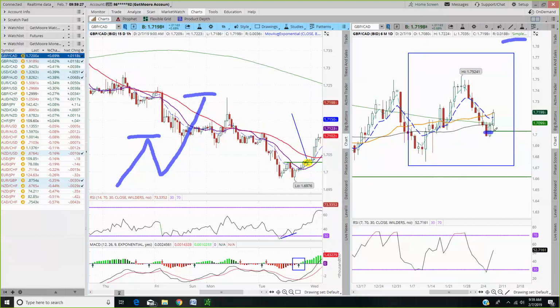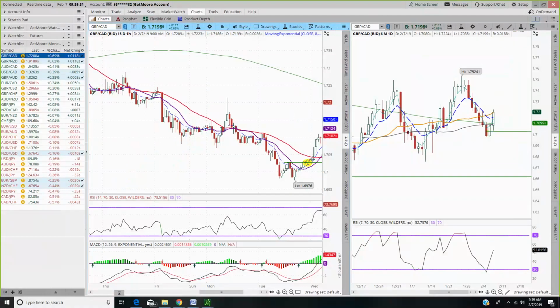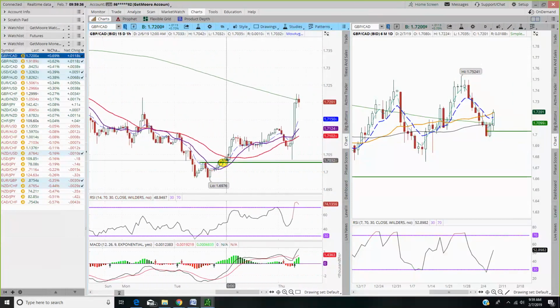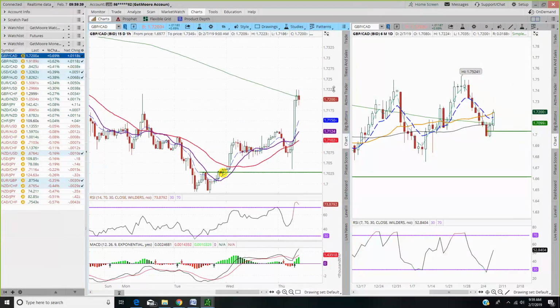Okay? So, here's the thing. Now let's fast forward because this is where I got in. And now let's look. Went down. Didn't get stopped out because my stop loss was like 25 pips. So the line's going to disappear. But look where we're at now. Now, here's a key area. We're doing good on this one.